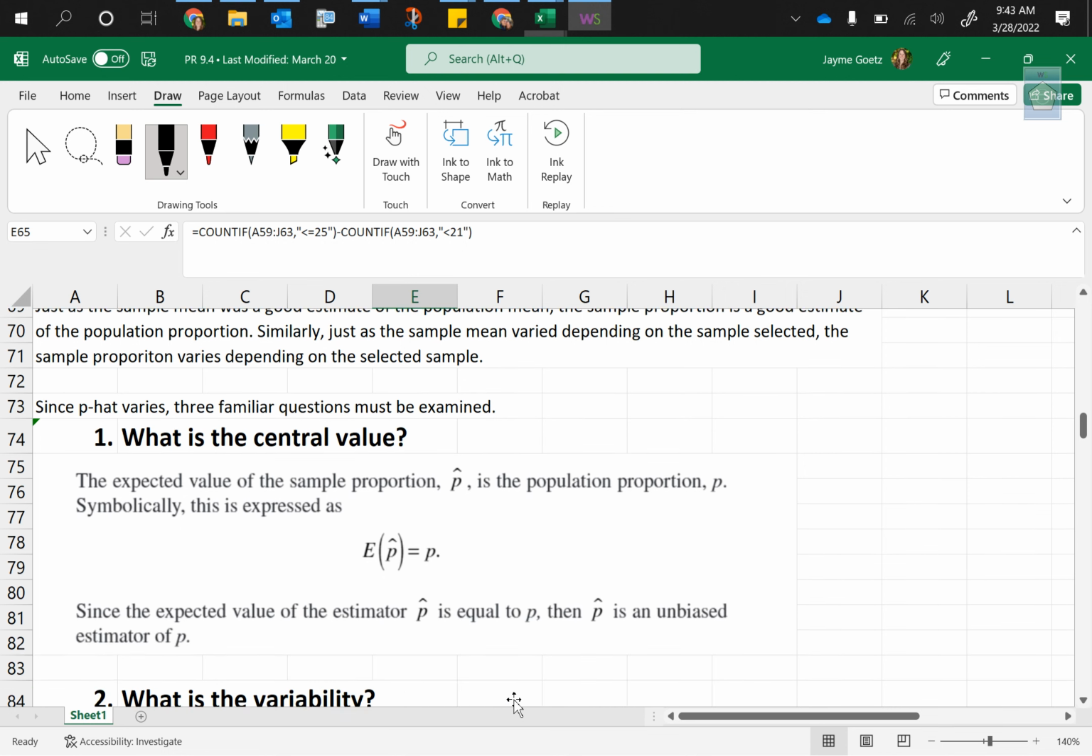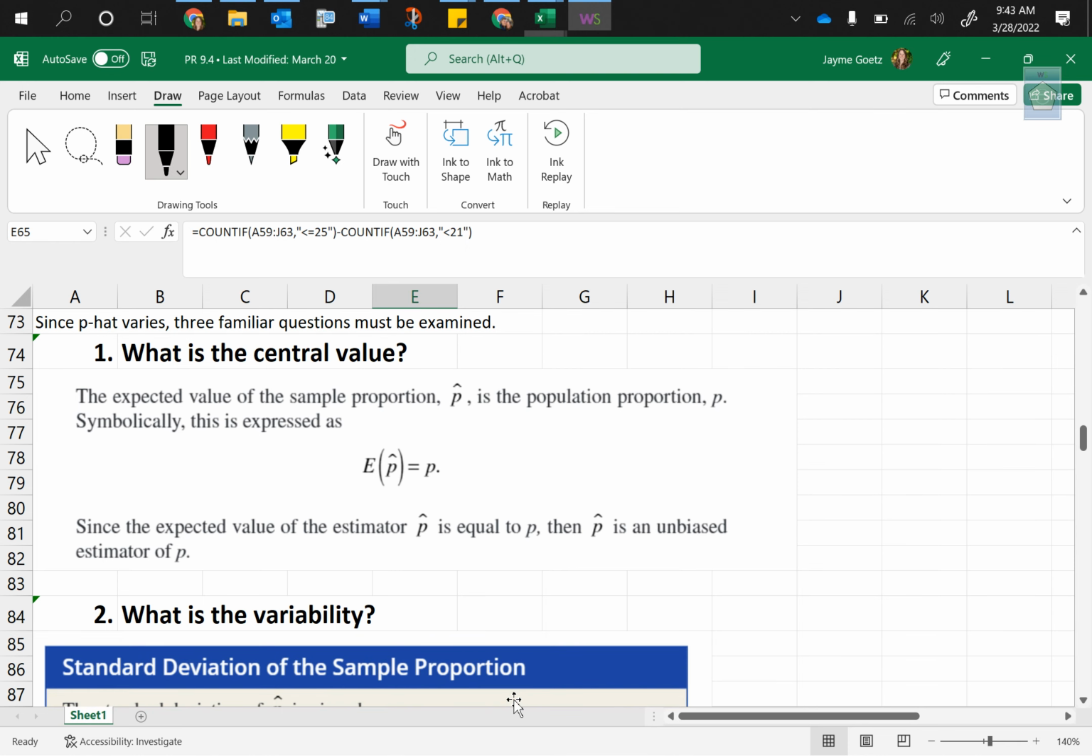So since p hat, my sample proportion, varies, 3 familiar questions must be examined. The first question that we have to examine is, what is the central value? The expected value of the sample proportion is the population proportion. Symbolically, this is expressed as the expected value of p hat equals p. That's what we're trying to get to. Since the expected value of the estimator is equal to the population proportion, this is an unbiased estimator.